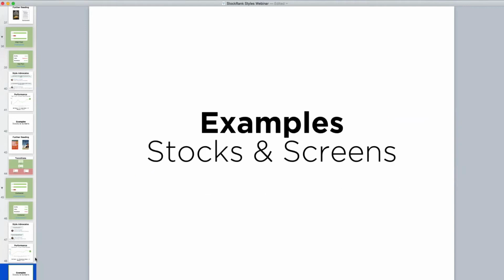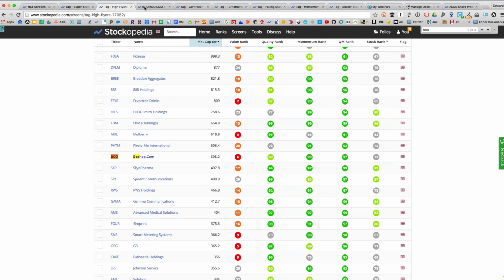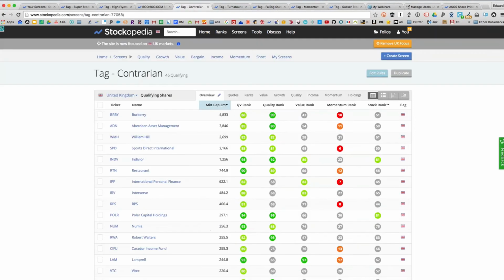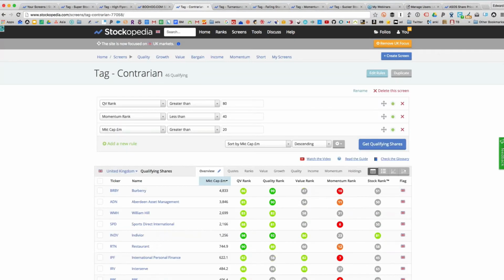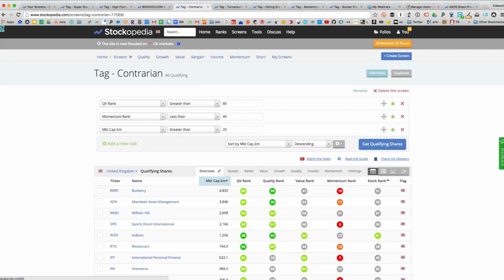Let me dig in around the stock screener to show you some of these kinds of shares. Let me look at my contrarian list here. In this list, as you can see, I've used a QV rank greater than 80, momentum rank less than 40, and also looking for market cap greater than 20.